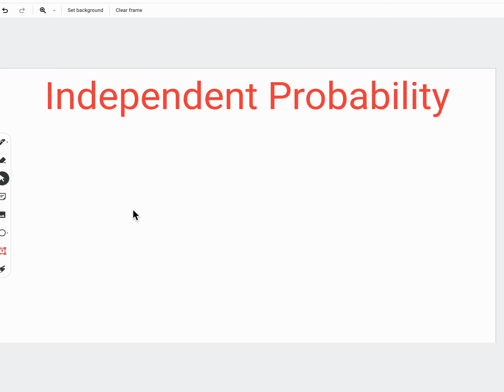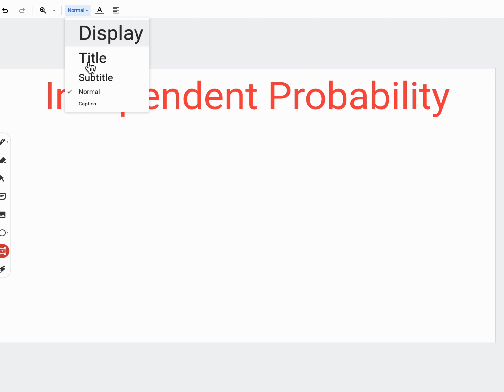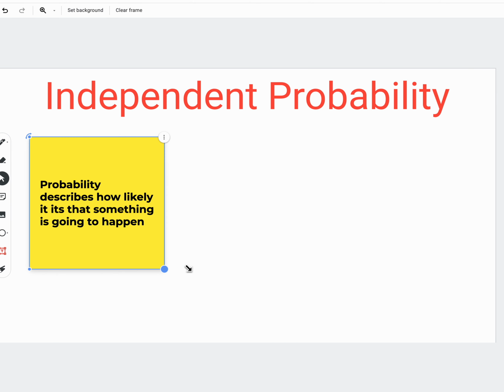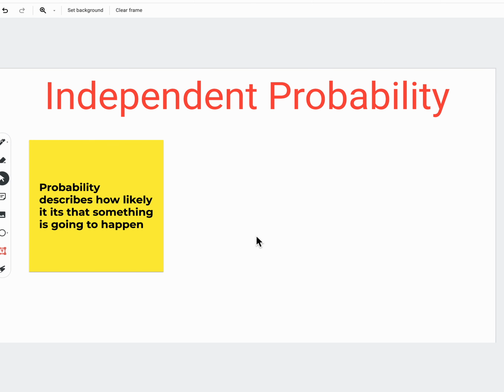What is probability? Probability describes how likely it is that something is going to happen. Now, we may not have quantified this quite before, but this is something that we do every day, whether we flip a coin or we wonder whether we'll need to take an umbrella.